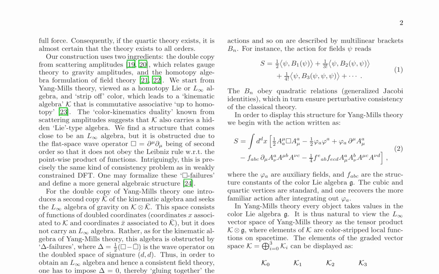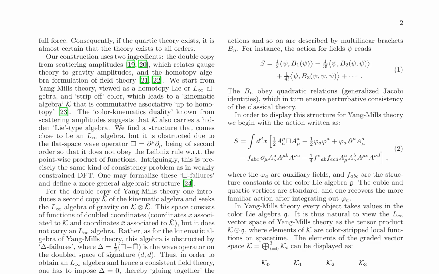The authors find a structure close to an L-infinity algebra, but it is obstructed due to the flat space wave operator being of second order. They formalize these square failures and define a more general algebraic structure. For the double copy of Yang-Mills theory, they introduce a second copy K-bar of the kinematic algebra and seek the L-infinity algebra of gravity on K tensor K-bar.